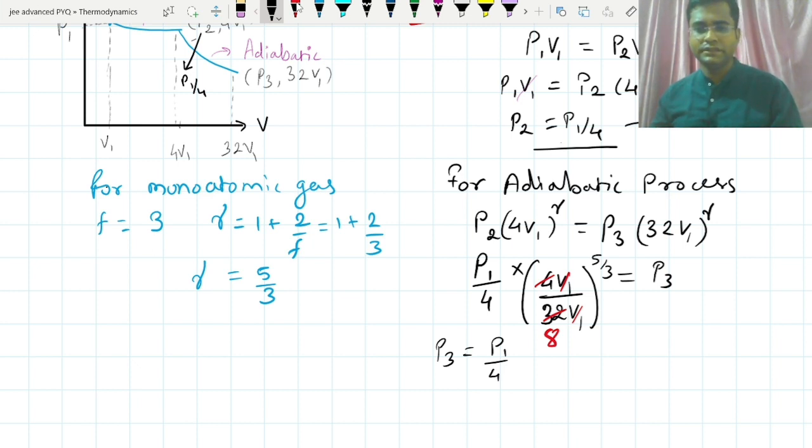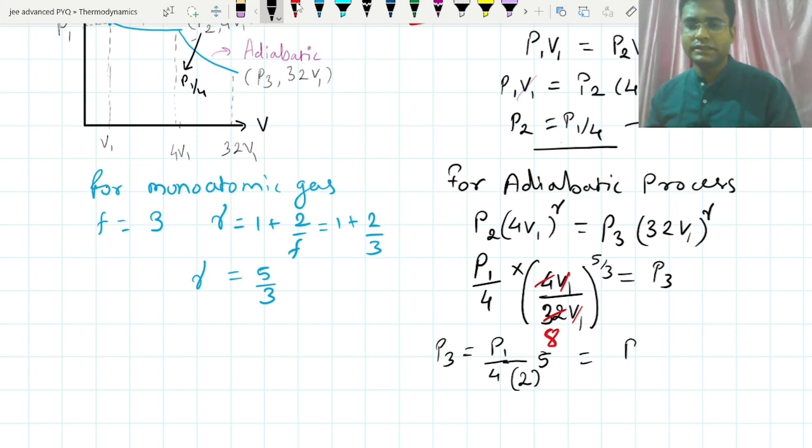And what is cube root of 8? Cube root of 8 is 2. And what is the next power? Next power is 5. Okay, you can see it is 5 by 3. So I have taken cube root first. So cube root of 8 is 2. And then 2 raised to 5. 2 raised to 5 is 32.